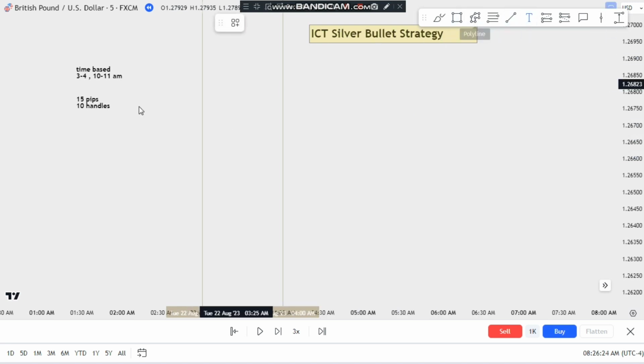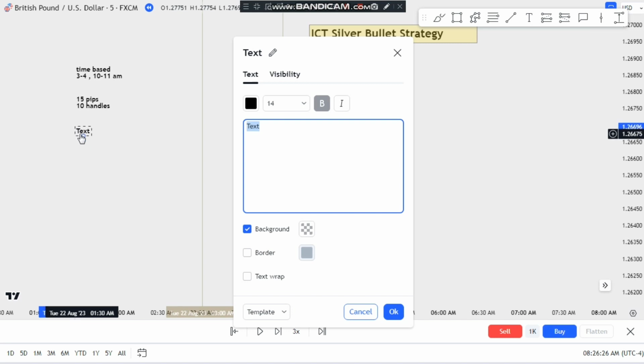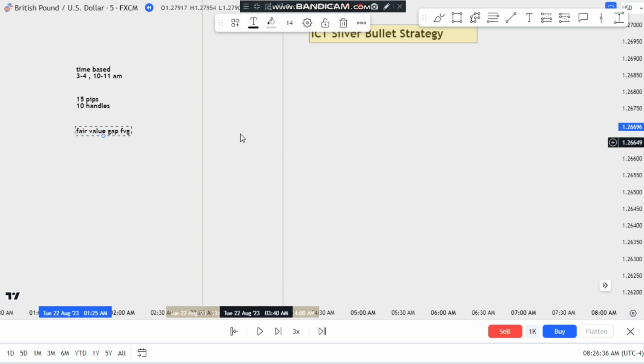To enter into your trades, you have to wait for the fair value gaps. I will explain it. What is the fair value gap? It is also called FVG. So to enter into your trades, you have to wait for the fair value gaps.